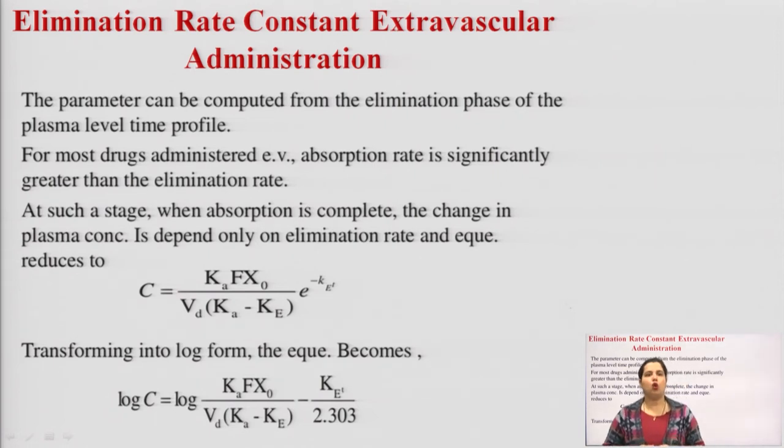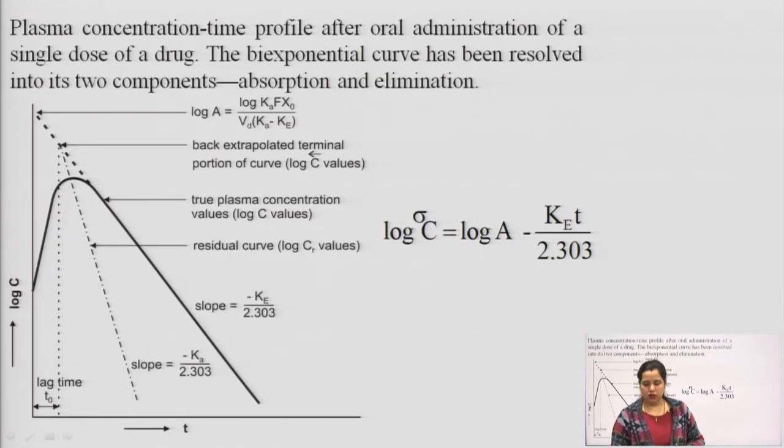Transforming into log form, the equation becomes log C is equal to log KA F X naught divided by Vd (KA minus Ke) minus Ke t divided by 2.303. So, this is how we can simplify our equations and put in the desired data to calculate the desired parameter. Here is how we can use this equation to plot the graph.